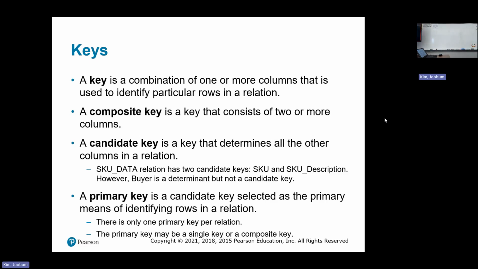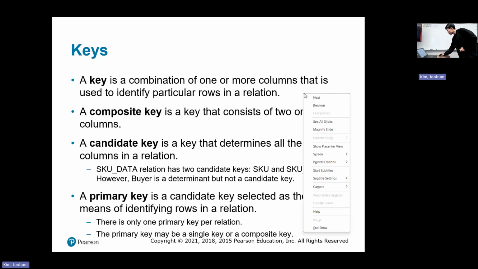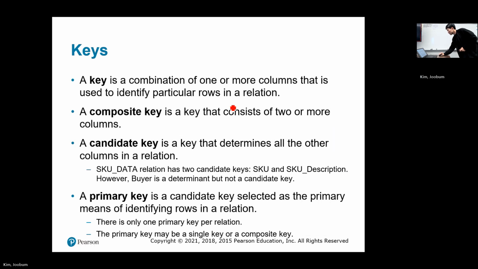Okay, so keys. You know the key. What is the key? The key is the column that identifies all other columns. So it should be unique in a relation or table, right? The key can be single or composite: a combination of one or more columns to identify the rows in a relation. A composite key consists of two or more columns. You know that. And then what is the determinant?